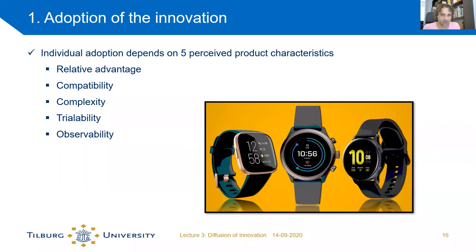And he says, if individuals think about adopting a smartwatch, they try to process information about the innovation and try to think if the innovation is something that they want or they need. And in doing so, Rogers argues that it depends on five product characteristics. So the extent to which people are willing to adopt the innovation and how easy it is for them depends on five perceived product characteristics: relative advantage, compatibility, complexity, triability, and observability. Relative advantage is, is it useful if you compare it to other products? So if you compare a smartwatch with your phone or with a regular watch, do you have the feeling that it does something more than the previous product you owned?